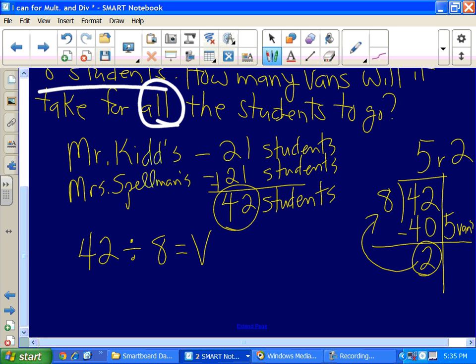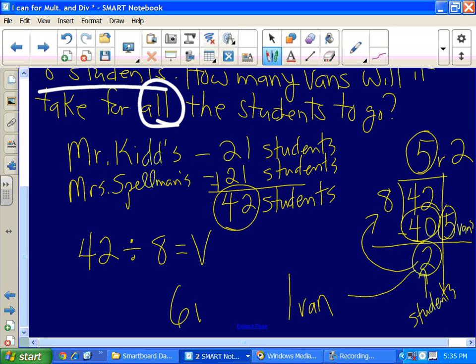So now the question was, how many vans will it take for all the students? The answer is not 5 remainder 2. We have to look at the context. We want all the students to go, and there are 2 more students that we haven't put on a van. We put 40 students on a van, but there are 2 students that haven't gone. So we're going to need 1 more van, along with our 5 vans. So 5 vans plus 1 more van. The answer to the question is 6 vans. Again, you must read very carefully what the problem is asking you.